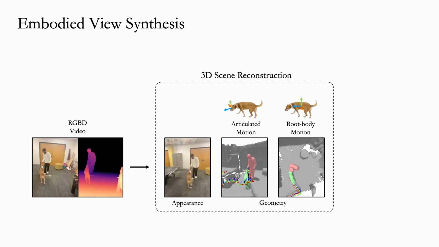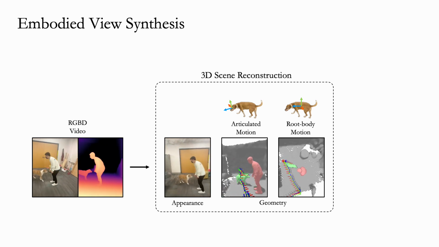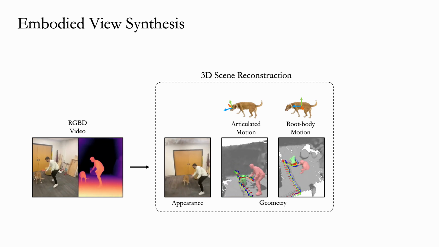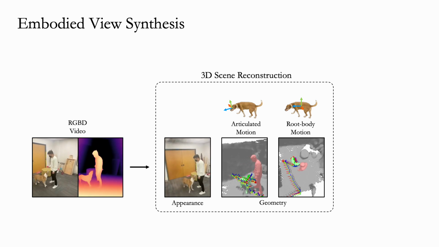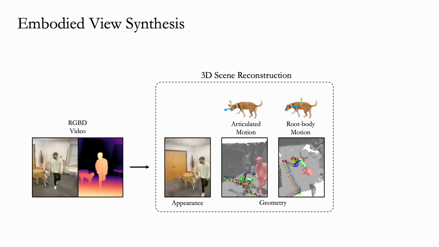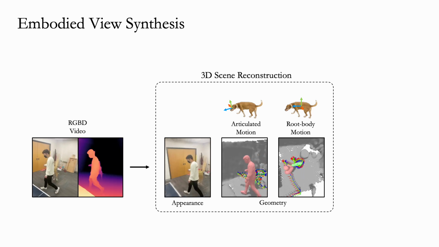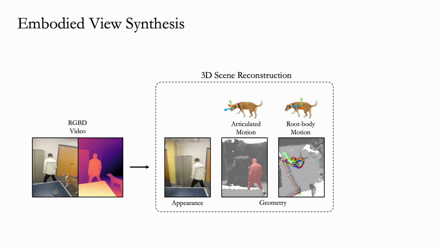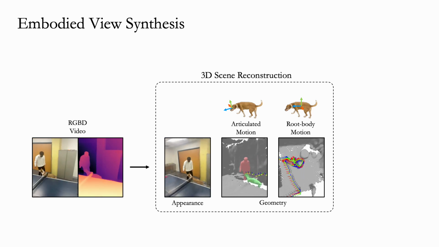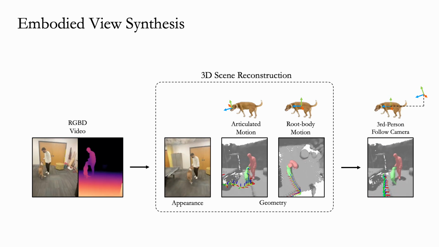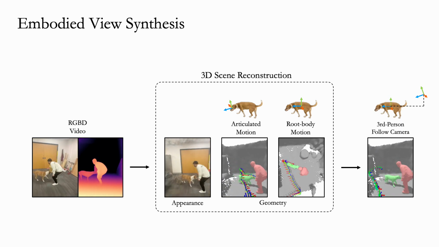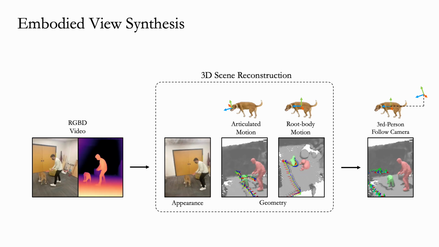Our hierarchical motion model also conveniently exposes the motion primitives required to compute embodied camera trajectories. Egocentric camera trajectories are computed by attaching a virtual camera to the target actor's forehead and propagating it across all frames using the forward deformation field. Third-person camera trajectories are computed by applying a user-defined offset on the reconstructed root body trajectory.